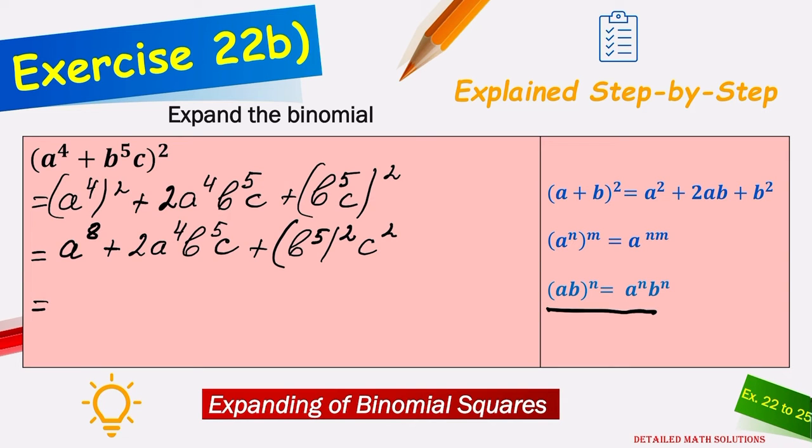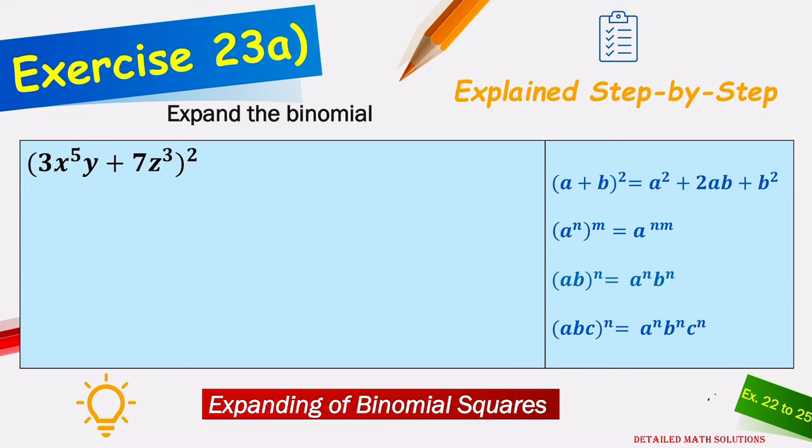And then what is left is to simplify just the third term. And then we rewrite the first two terms because we can't simplify them further. This is the final form for them. And then the third term is b to the fifth power squared. We multiply the exponents. This equals b to the 10th c squared. We can't simplify further, so this is our expanded form of the binomial for this exercise. Next exercise.